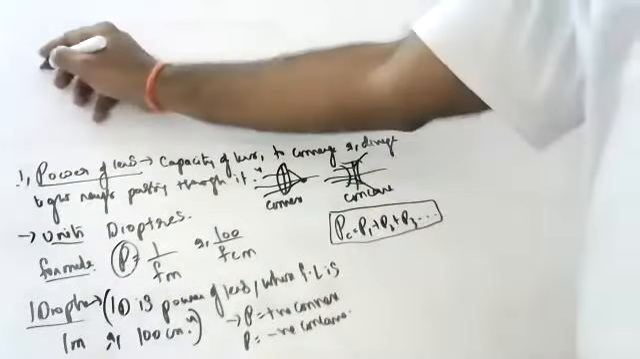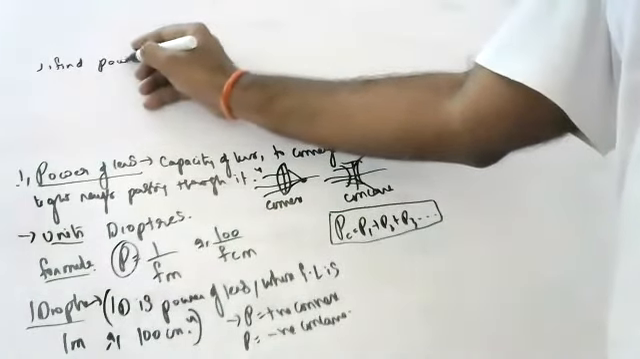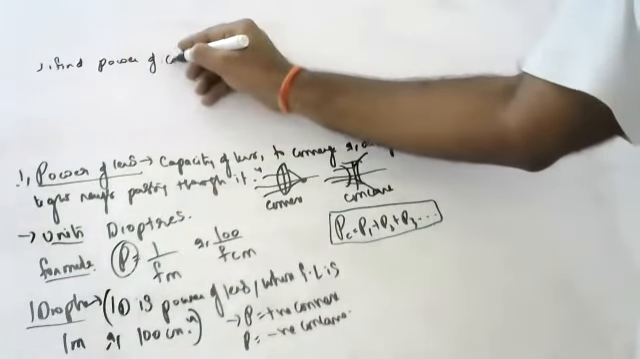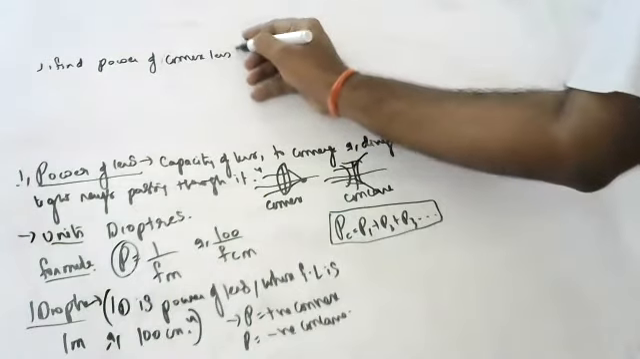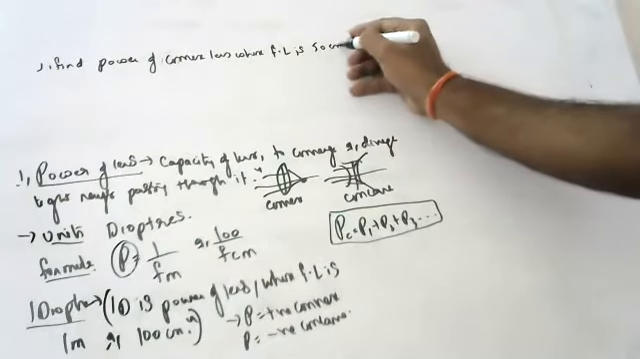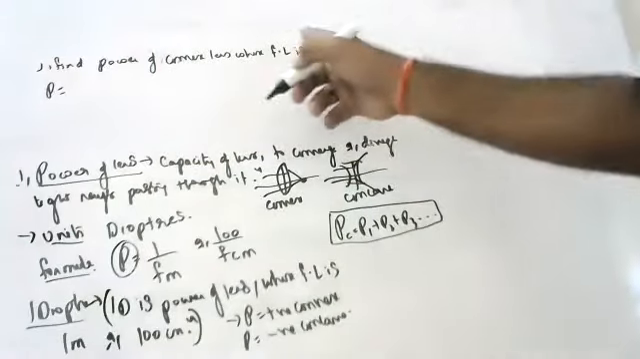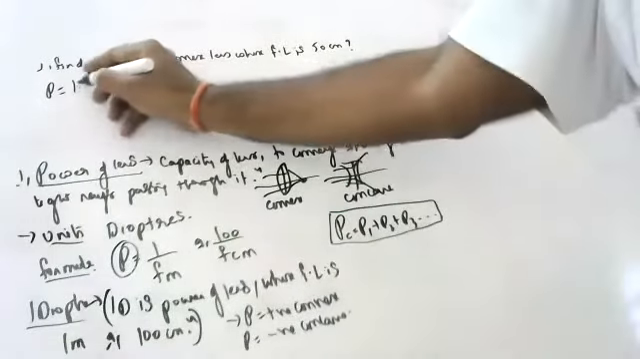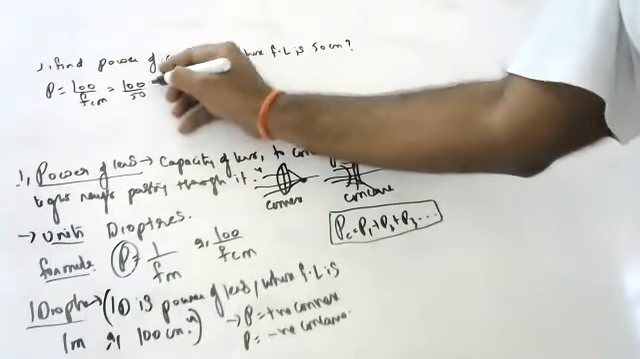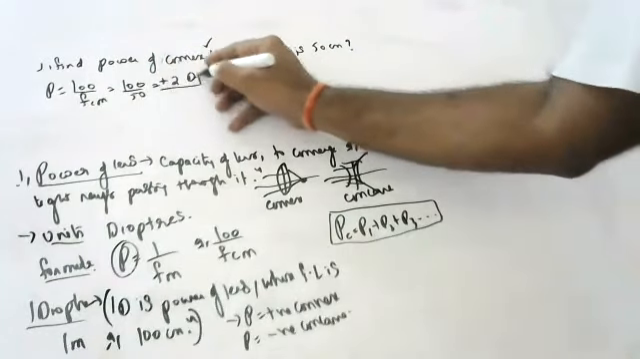First numerical, children, a simple numerical I will tell. Find the power of a convex lens whose focal length is 50 centimeters. One sum I will do, children, the remaining you have to do. Because centimeters are given, we use this formula: power is equal to 100 by f in centimeters, 100 by 50, so 2 diopters. Because they said convex, we put plus. So the answer is plus 2 diopters.